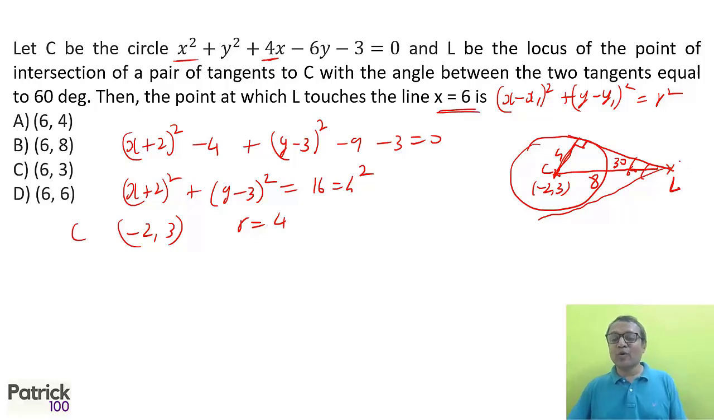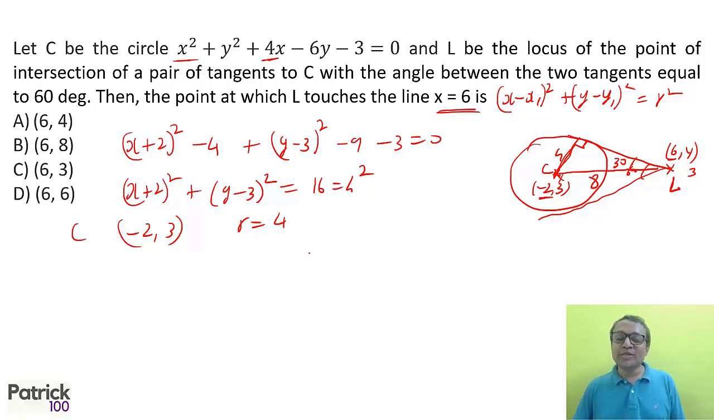So what we want is x equal to 6. So 6 comma, let's say y coordinate is what I have to find out. The distance between these 2 points is 8. If you look at the distance, the x coordinate difference, 6 minus minus 2, is 8. So y should remain the same, 3.